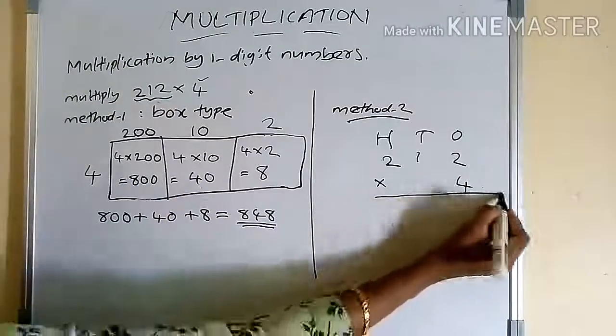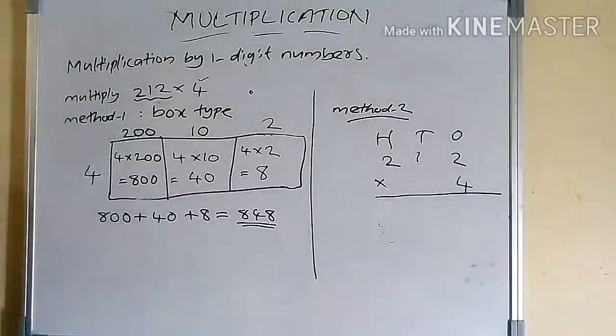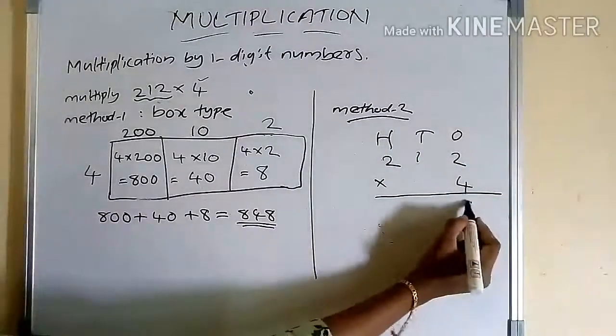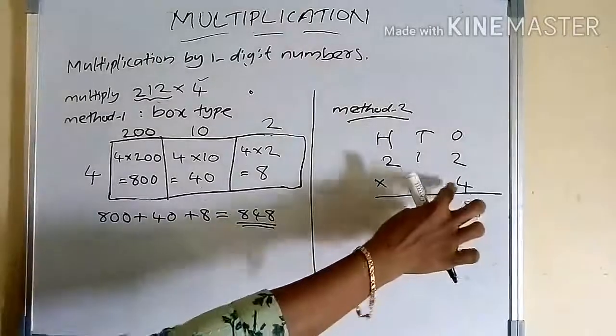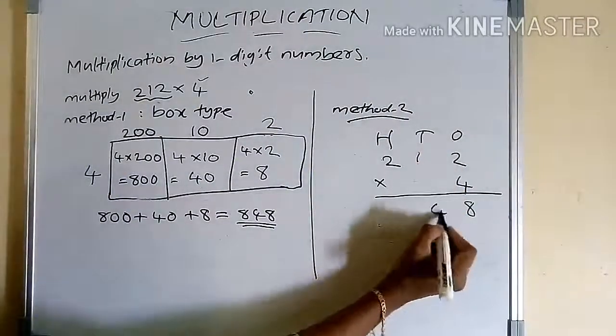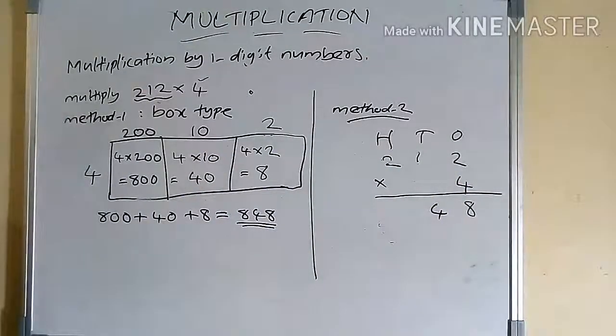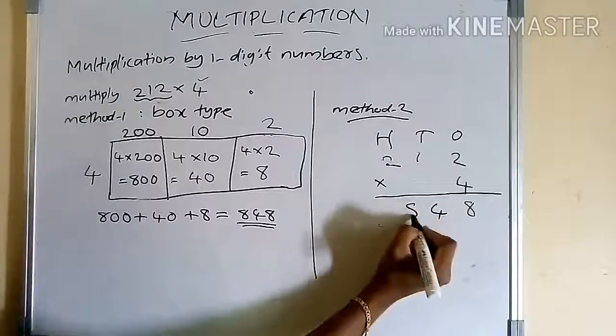Multiply these two numbers. First, we multiply 4 into 2. What is the answer? 8. Next, multiply 4 into 1. What is the answer? 4. Next, multiply 4 into 2. What is the answer? 8. What is the total answer?